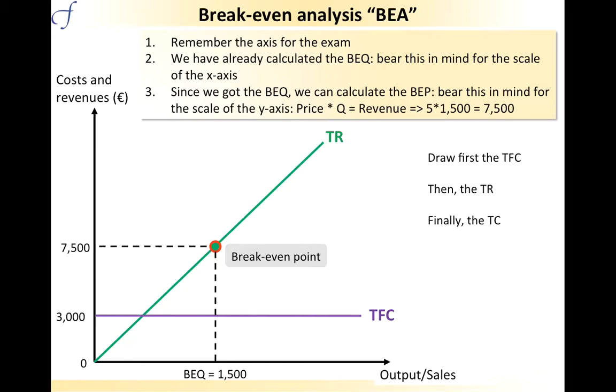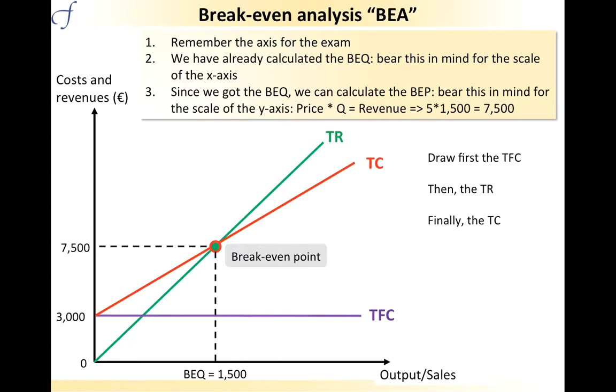However, total cost is equal to total fixed cost plus total variable cost. That means that when the output is 0 and total variable cost is 0, what's left is the total fixed costs, in our case 3,000. The total cost curve always starts at the intersection of the total fixed cost with the y-axis, because that's the point where total variable cost is equal to 0.